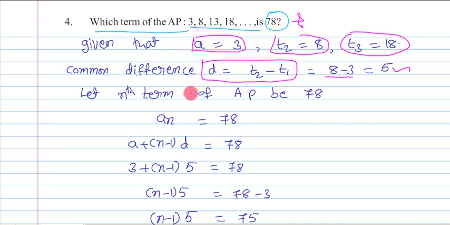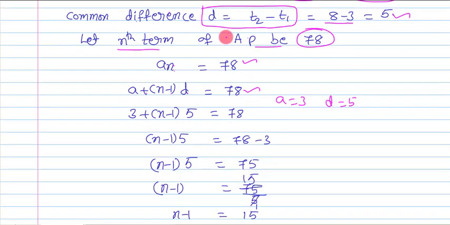So, I am supposing that the nth term of this AP is 78. The nth term of AP is represented as a_n is equal to 78. And we know the nth term of AP formula is a plus (n minus 1) into d, which is equal to 78. In this, we need to substitute a is equal to 3 and d is equal to 5. So on substituting, I can write it as 3 plus (n minus 1) into 5 is equal to 78.